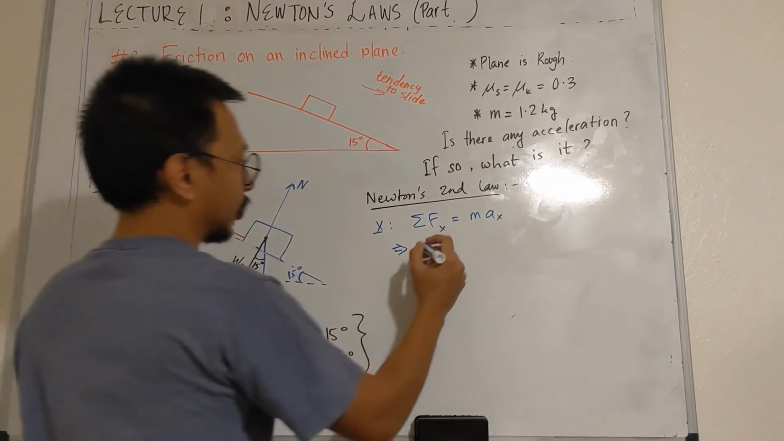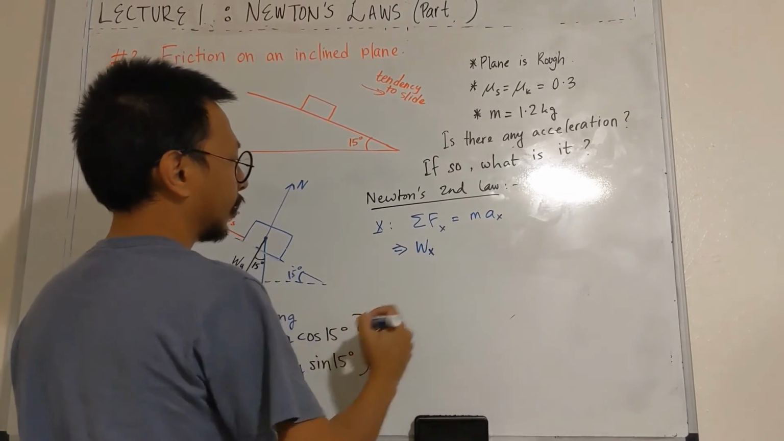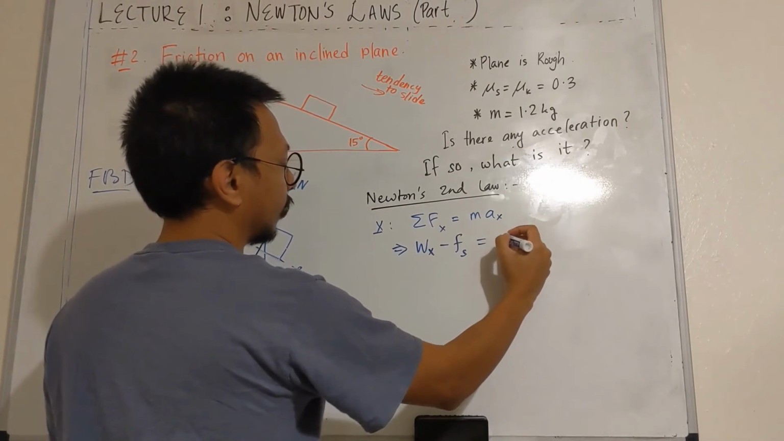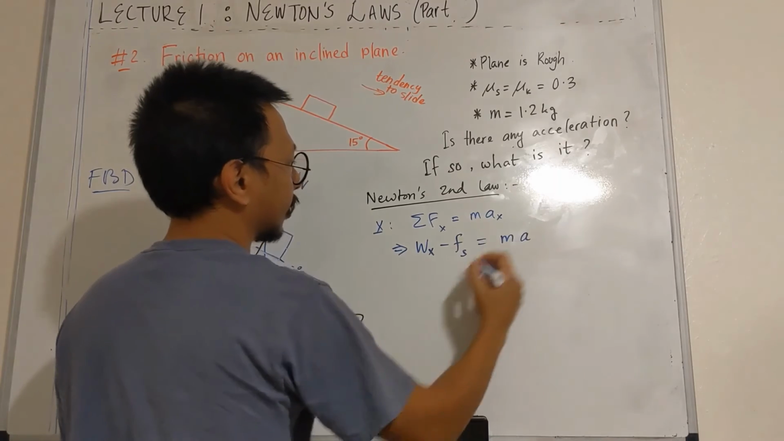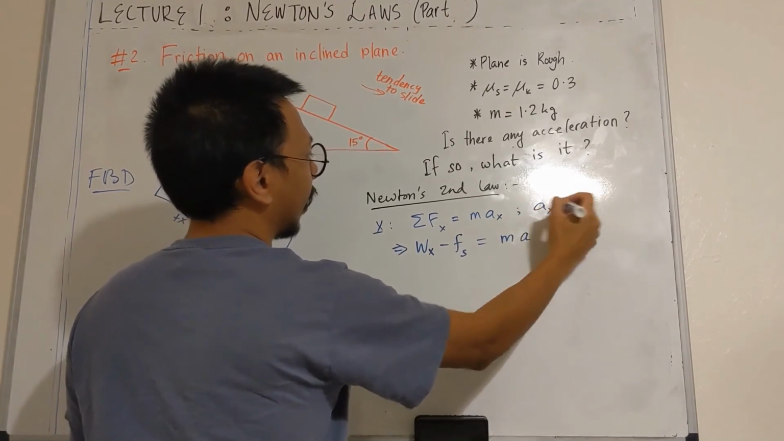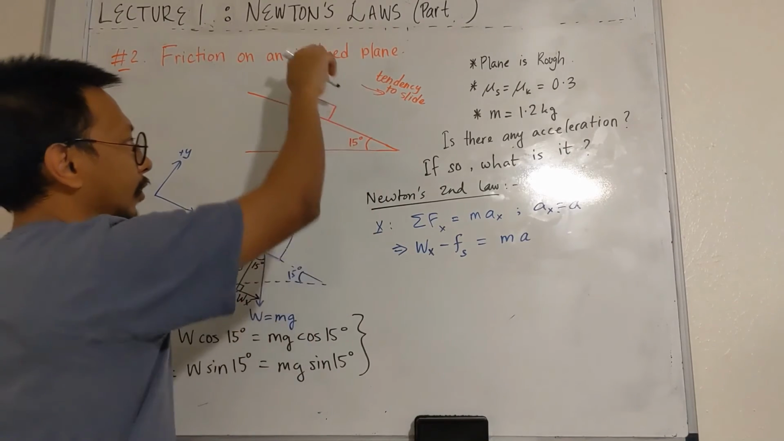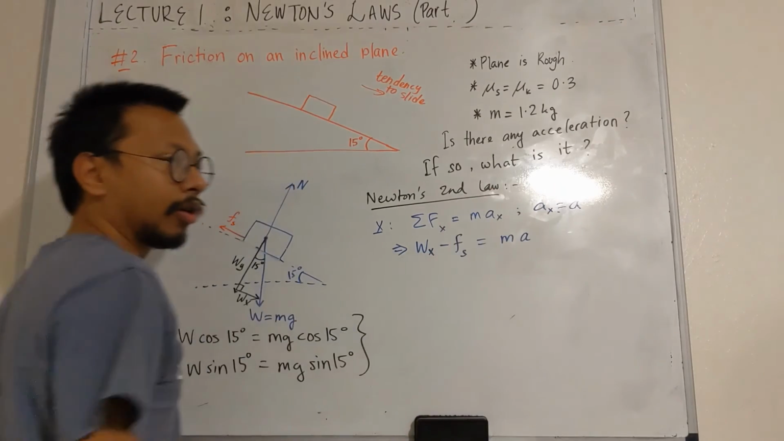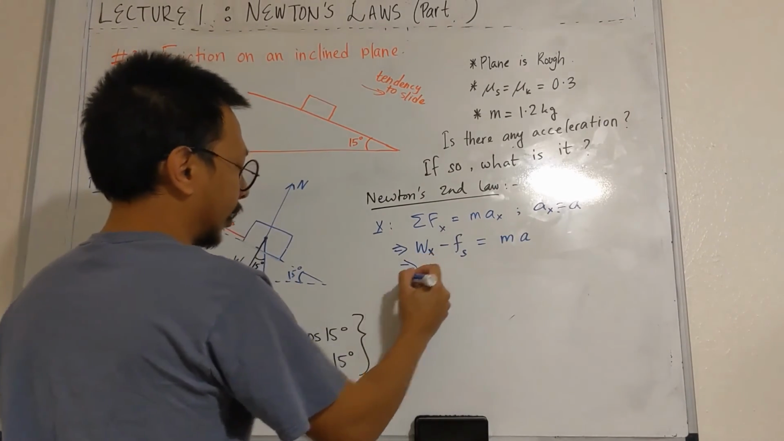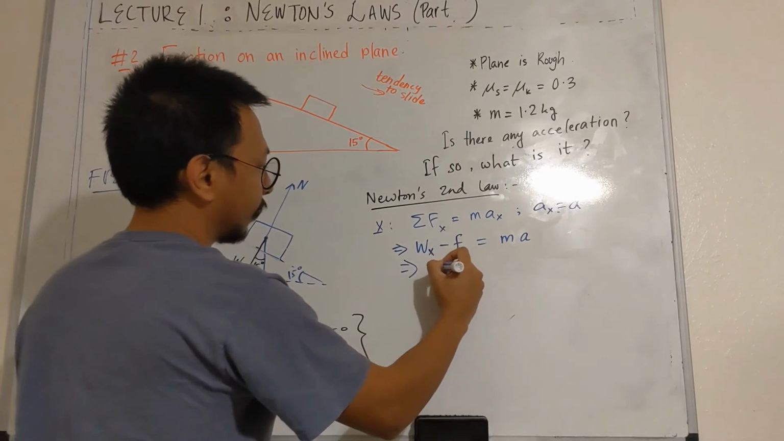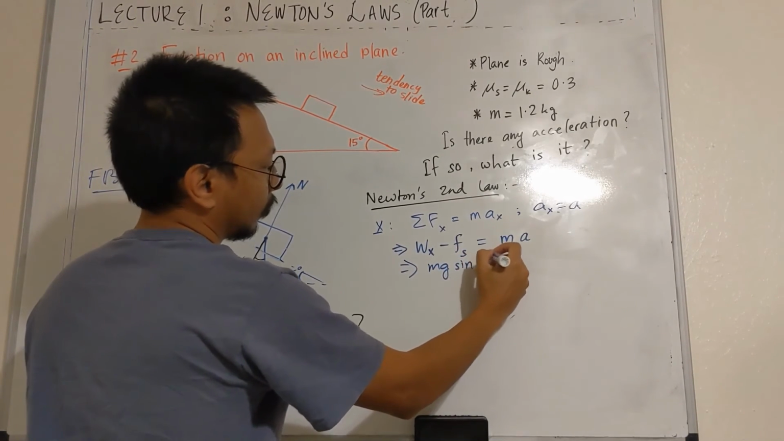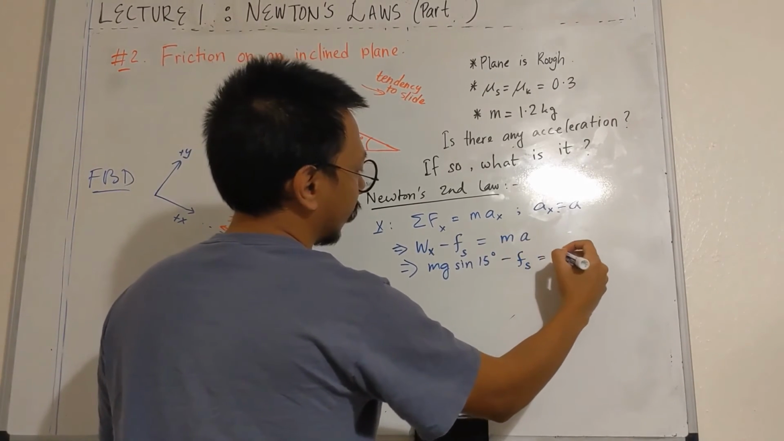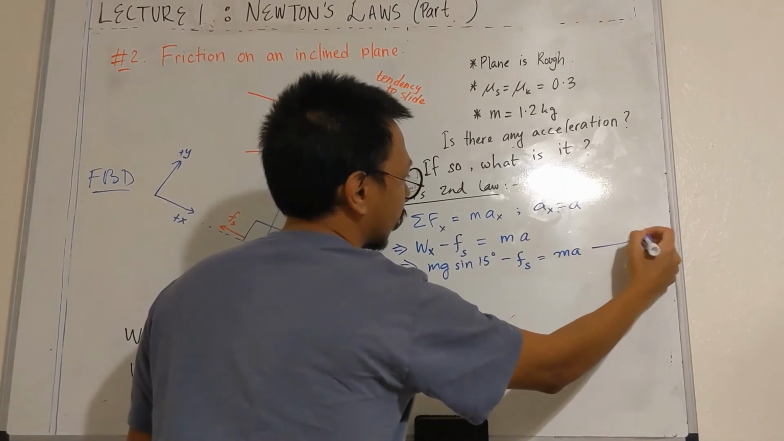Okay, so we have a positive wx, a negative friction, that is equal to m times ax. Let's call ax as a, the acceleration down the plane if there is any. We don't know if it's 0 or non-zero, so we keep it as a. And wx we found out is mg sine 15, minus fs is equal to ma. Let's call this equation 1.